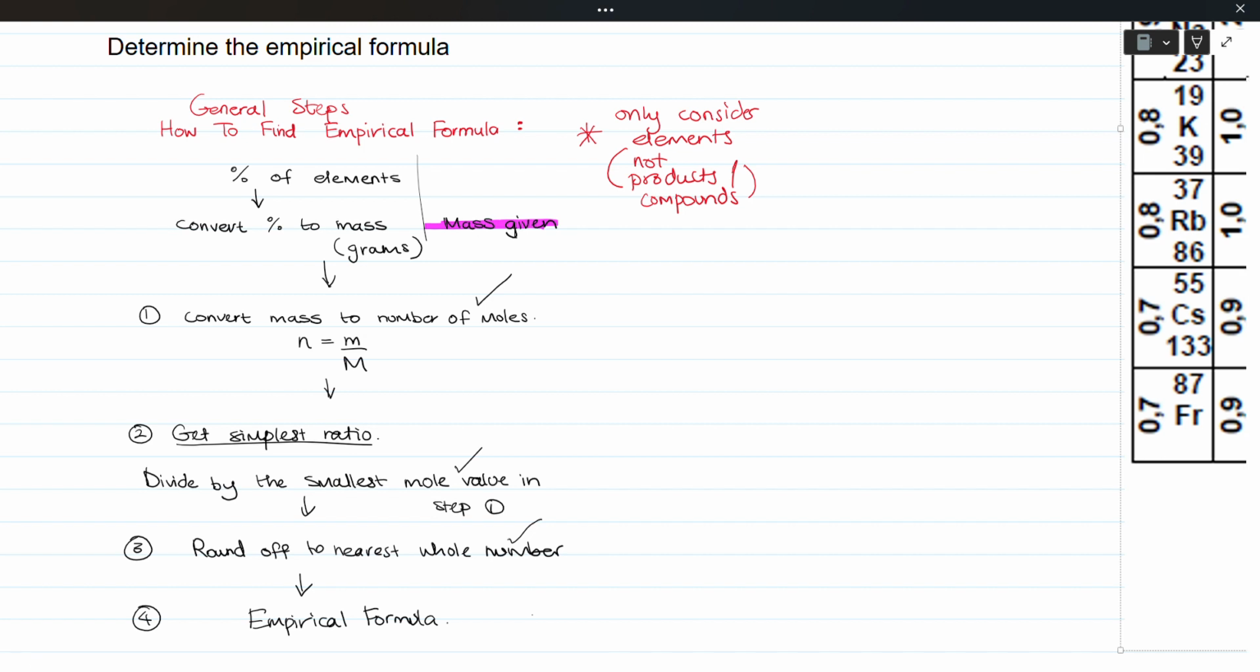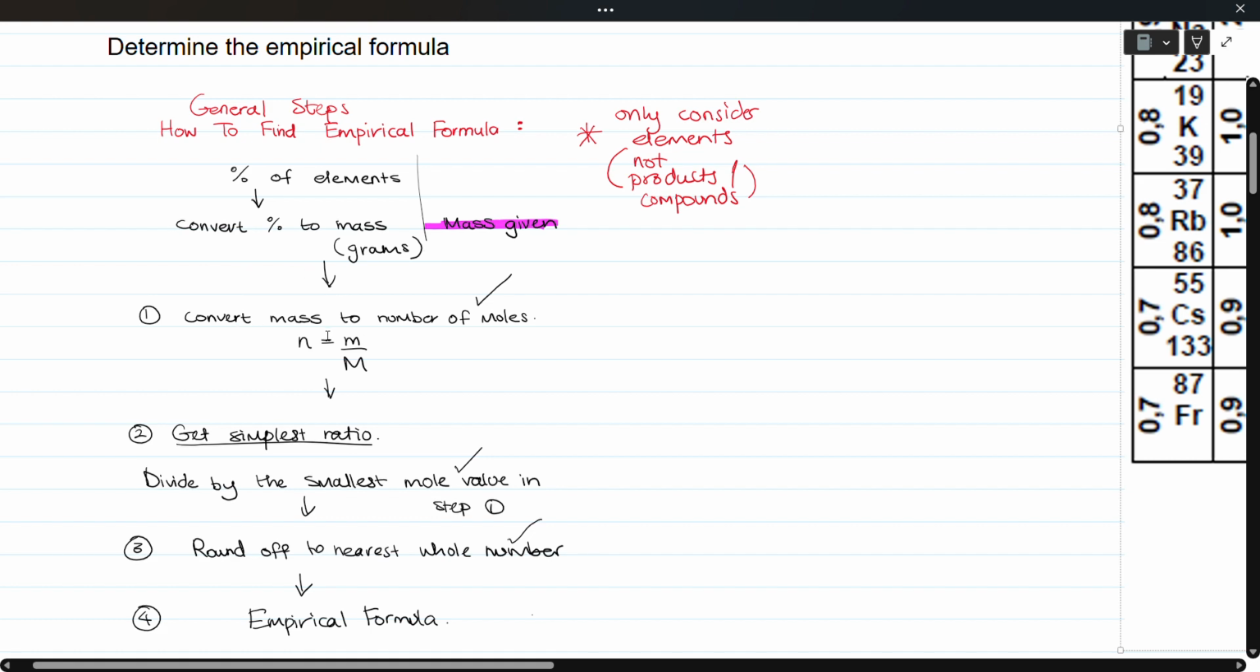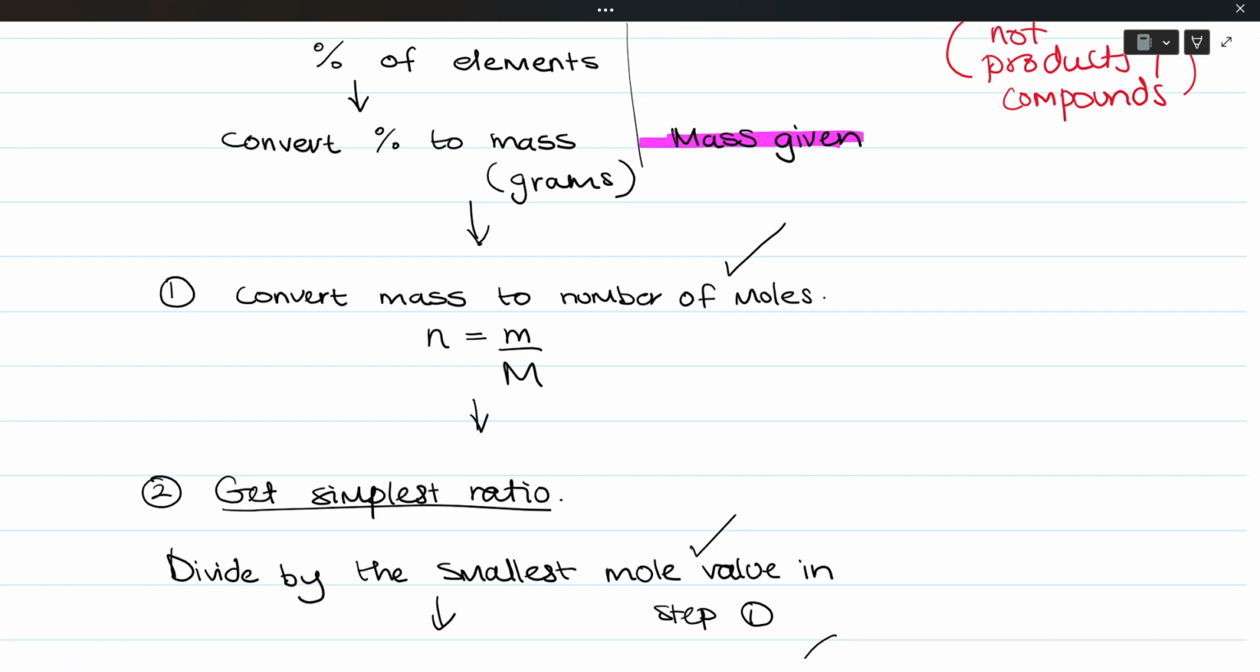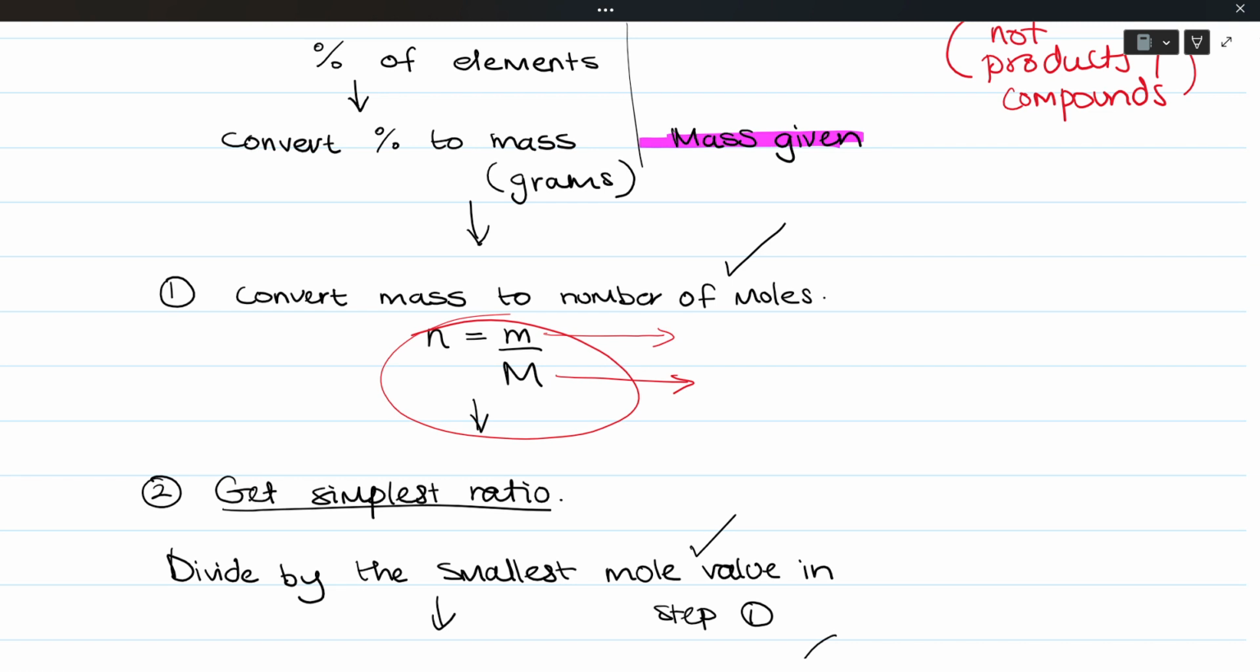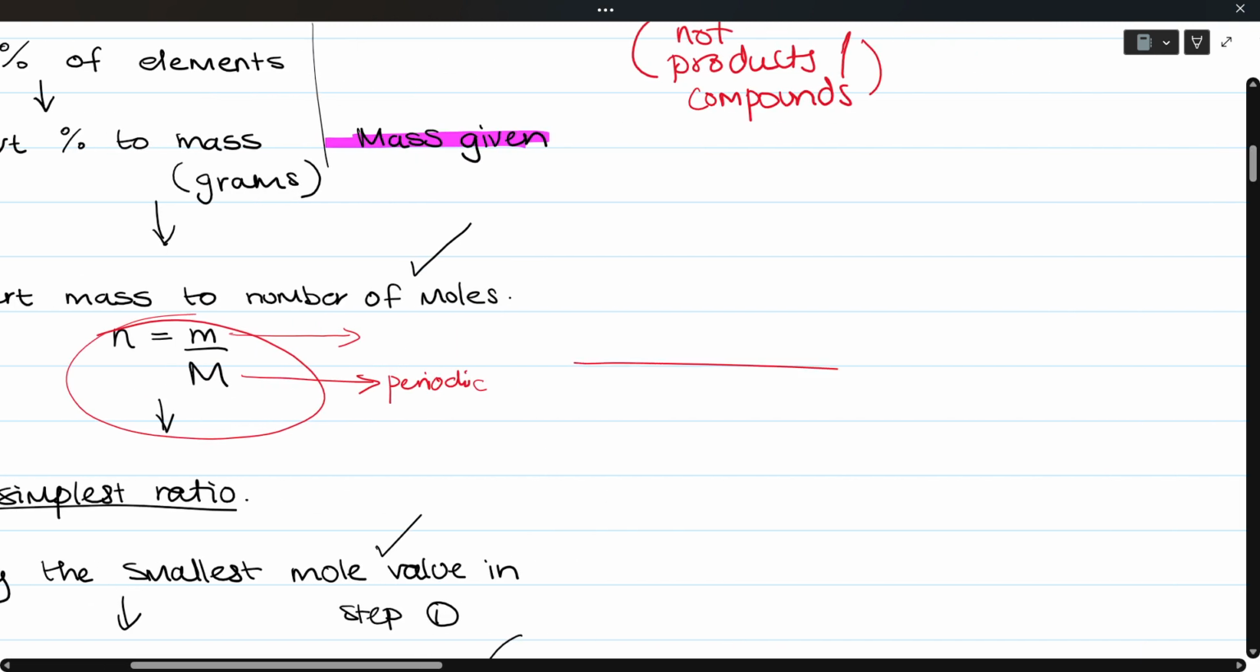Once you have it in your mass, step 1, you're going to convert that mass to the number of moles. In this step, you're obviously using this equation here. The mass is what you're getting from the question, and this is your molar mass, what you're getting from your periodic table. We all know how to calculate molar mass by now. Once you convert it to your number of moles, we'll have a table and we'll have certain values for the number of moles here.